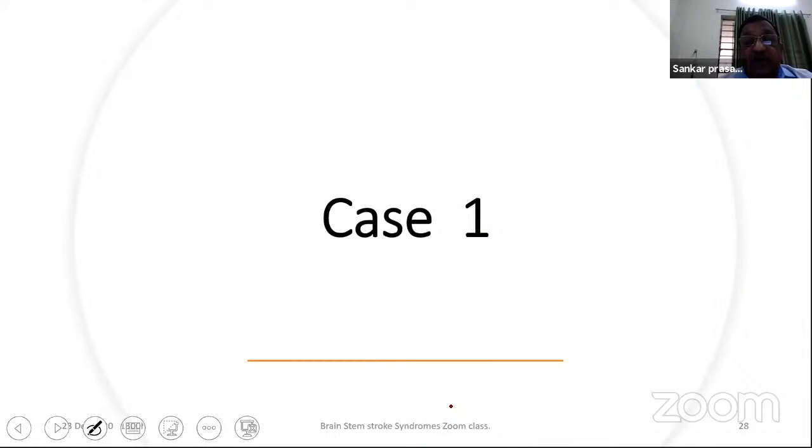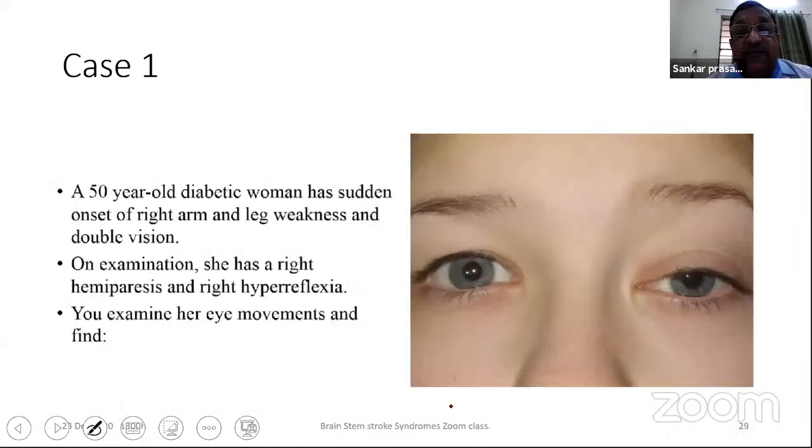Right. Now let's see a case and you'll understand better. A 50-year-old diabetic woman has sudden onset of right arm and leg weakness. Just remember, on examination, she has a right hemiparesis and right hyperreflexia. You examine her eye movements and find this is the eye movement.